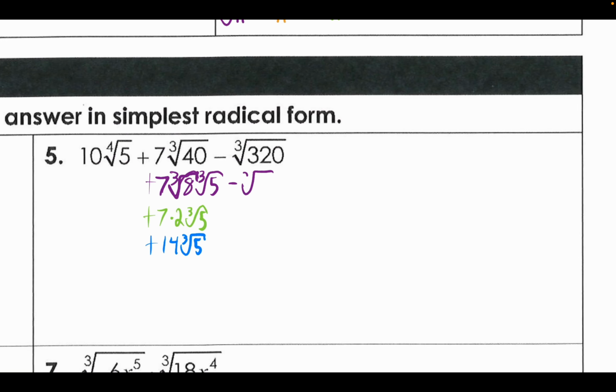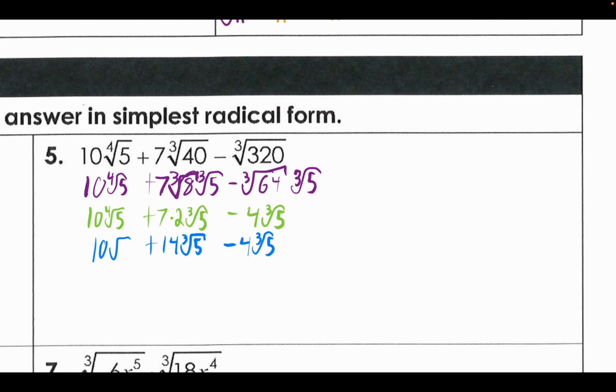The next one, cube root of 320, ends up being the cube root of 64 and the cube root of 5. Cube root of 64 is 4 times the cube root of 5, which has nothing to multiply with, so I'm just rewriting it in the blue. And this whole time, the 10 fourth root of 5 is just staying the same, it's just getting rewritten over and over again.